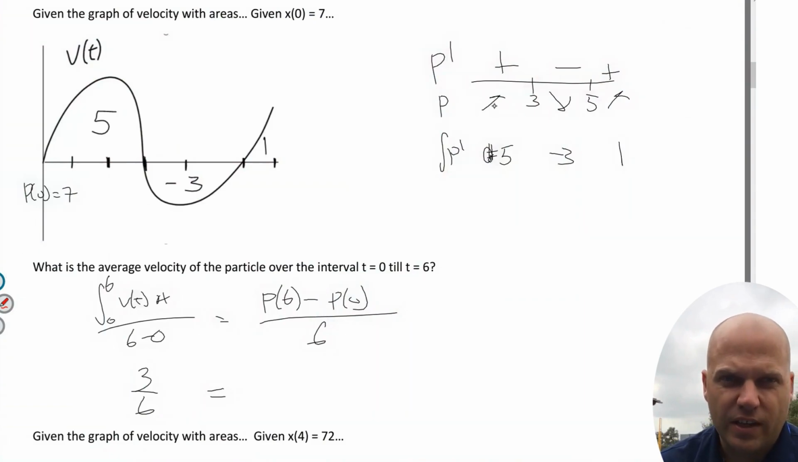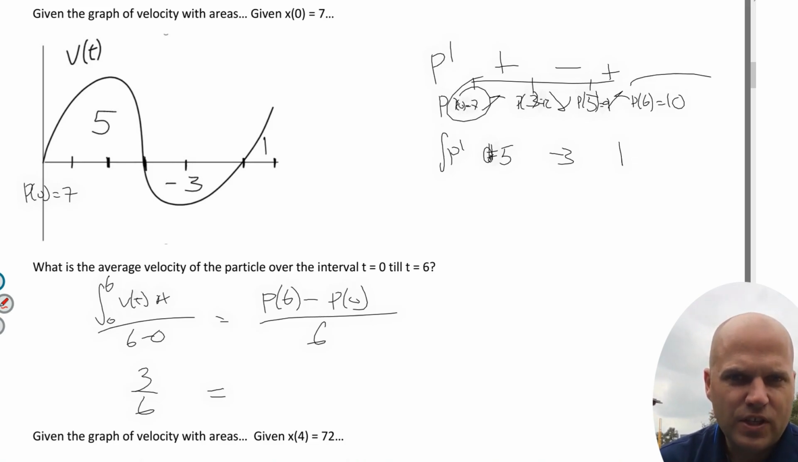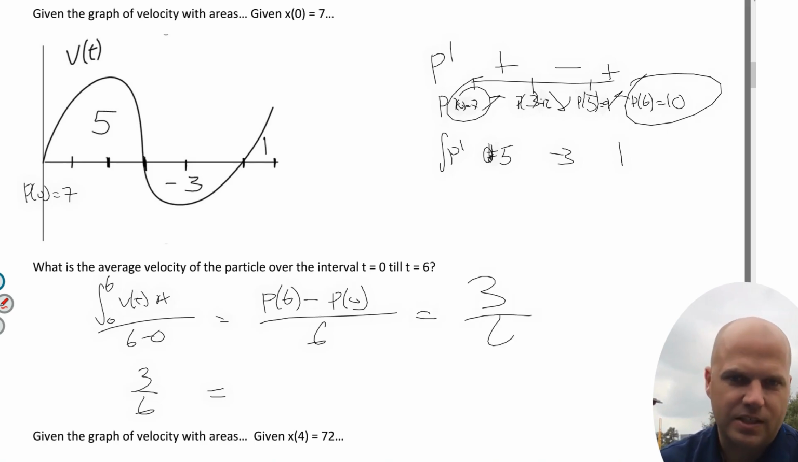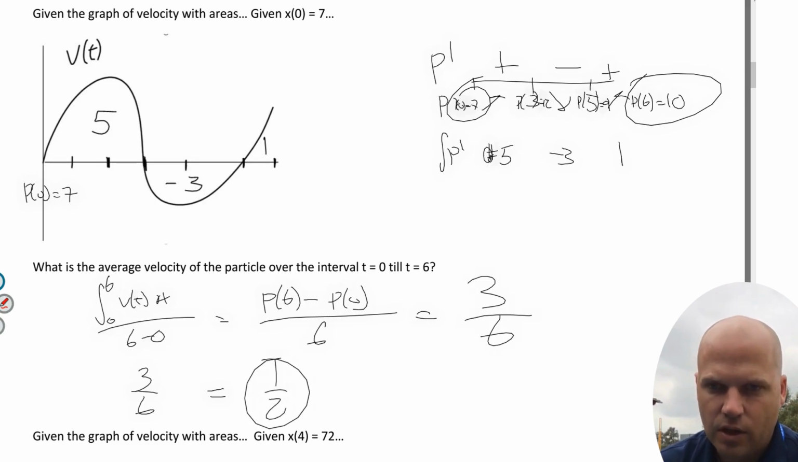Cool. What would be P of 6? Well, P of 0 is 7. P of 3 would be 12. P of 5 is 9. P of 6 is 10. So P of 0 is 7. P of 6 is 10. Oh, 10 minus 7. Oh, yeah, that's just my displacement. That's just 3. 3 divided by 6. Boom, 1/2. So there you go.